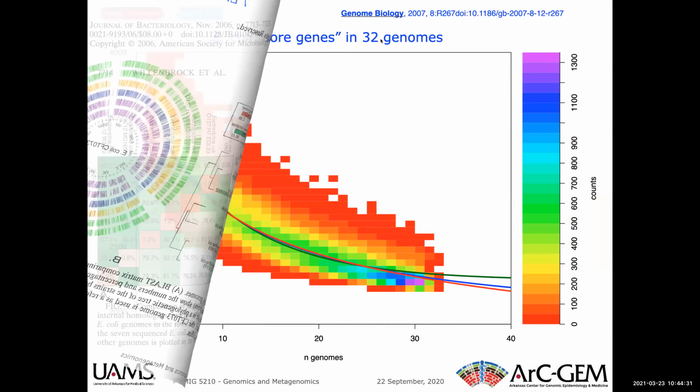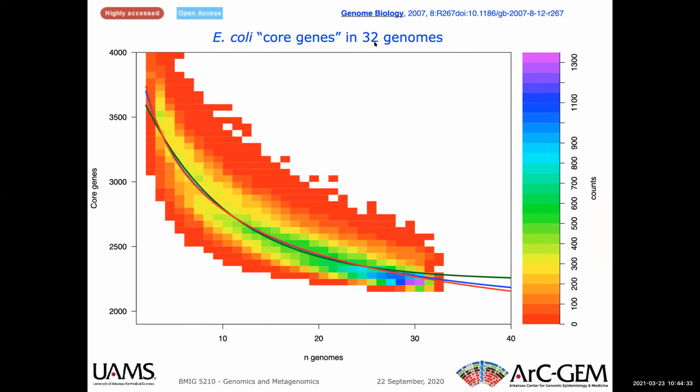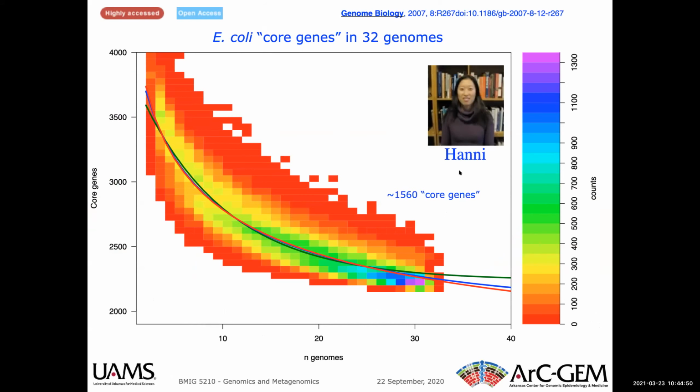And then Henning started looking at 32, and she tried to use Tedlin's method, but it didn't work very well. So what she wound up doing is a heat map, doing all these comparisons, and here you can kind of get the core, doing a variety of extrapolation methods. We wound up with around 1,500 core genes. And so this is Hattie. She was a PhD student working on this.